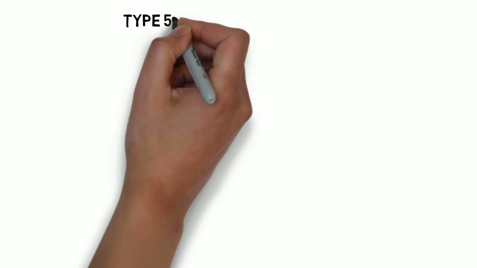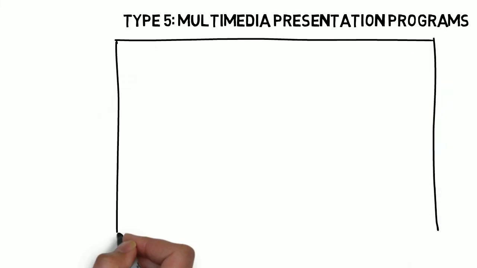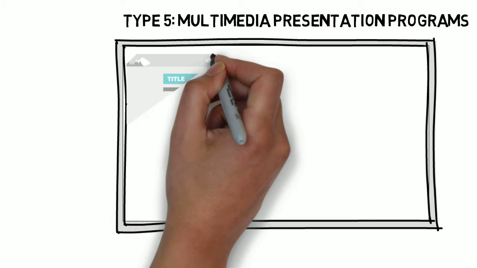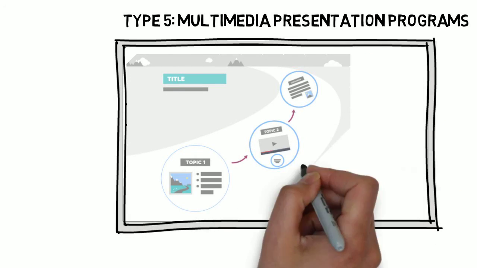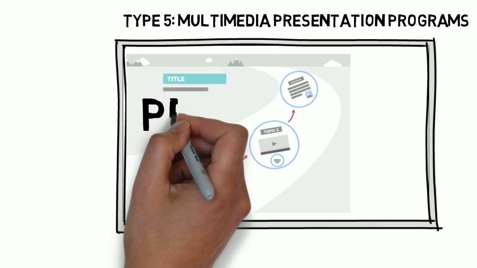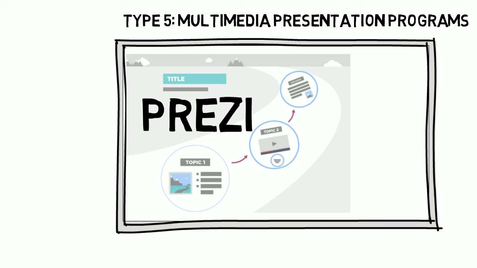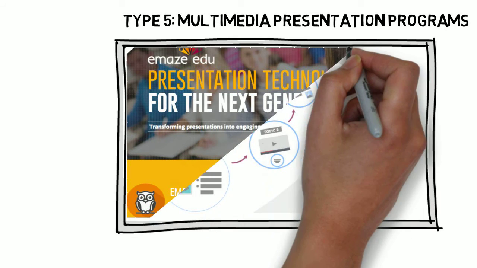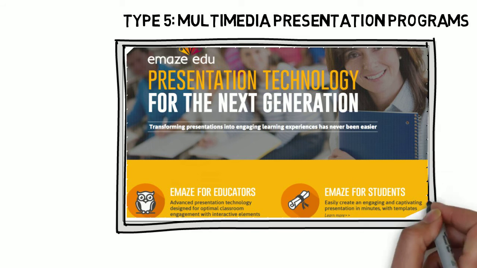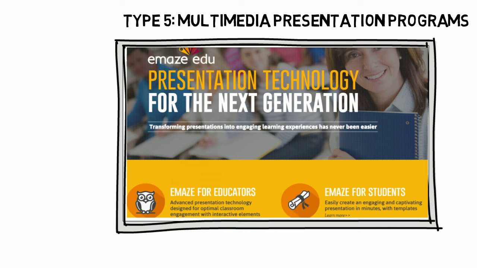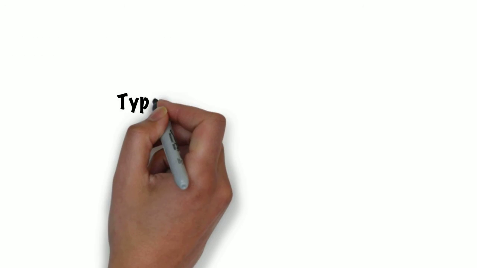Easy to do. Another type of presentation is a multimedia presentation. These are online programs, and you can find them, such as Prezi is one. It's pretty popular with students. Another one is called eMaze, which is freemium, means there's some pay involved. You get a free version, but not necessarily.